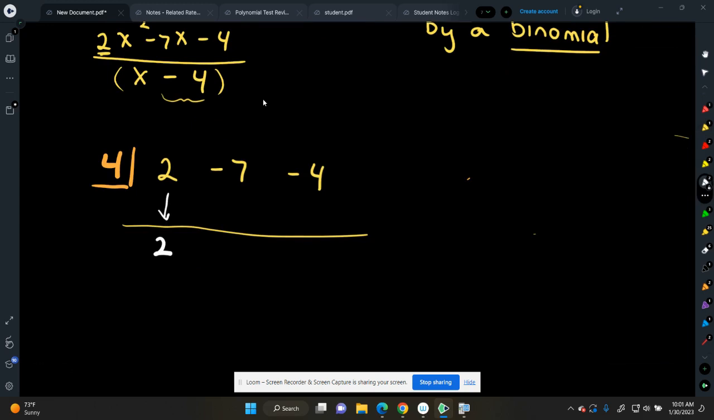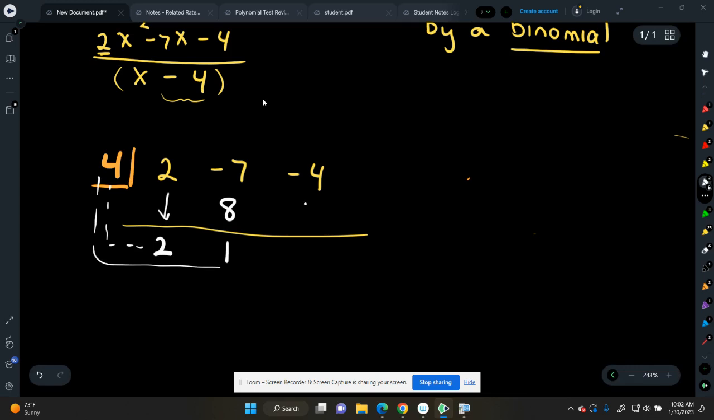And then we're going to multiply. 4 times 2. What does 4 times 2 equal? 8. We're going to write that right here. And we're going to add. What's negative 7 plus 8? 1. And we're going to multiply. 4 times 1 equals 4. What's negative 4 plus 4? 0.